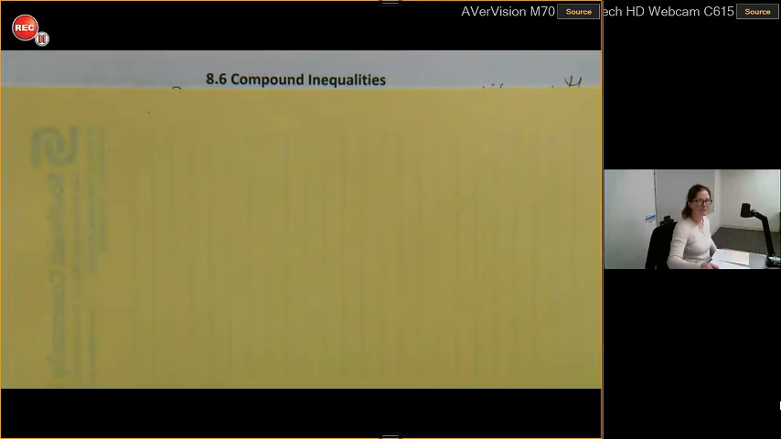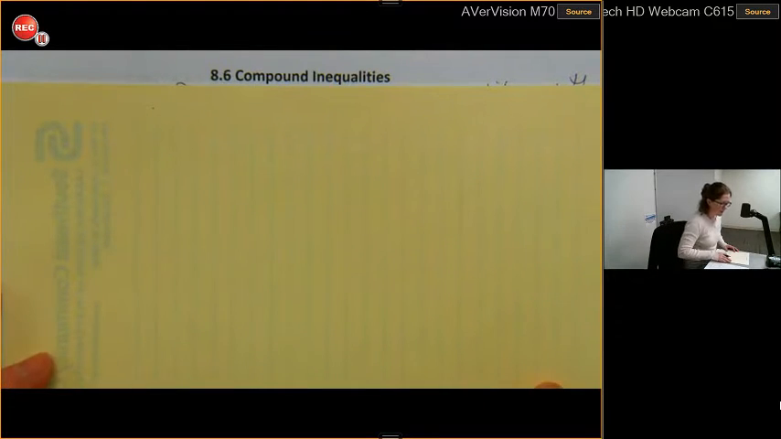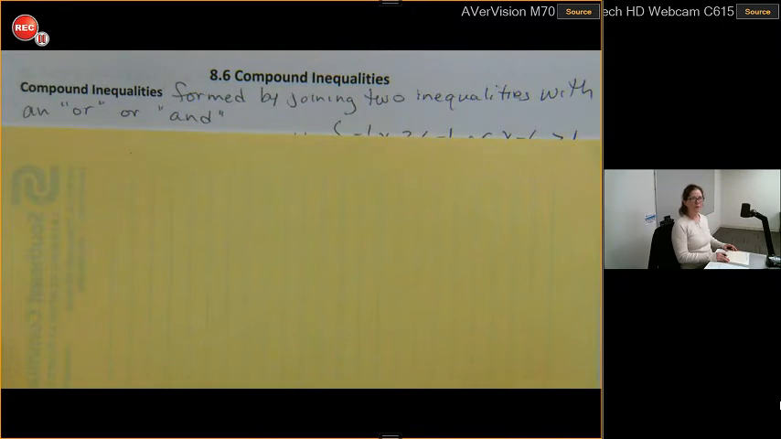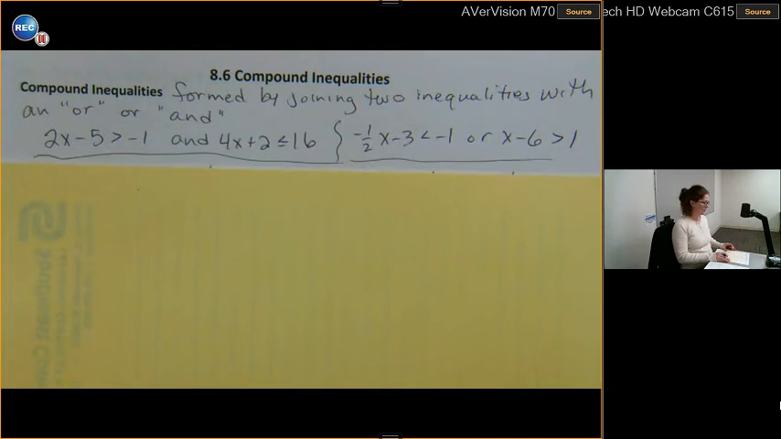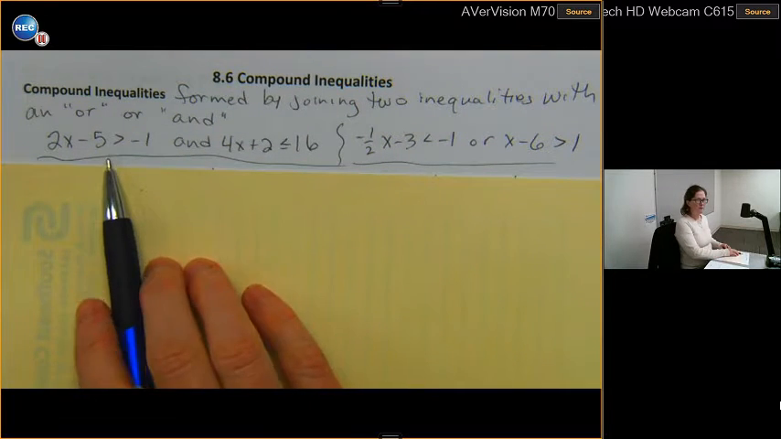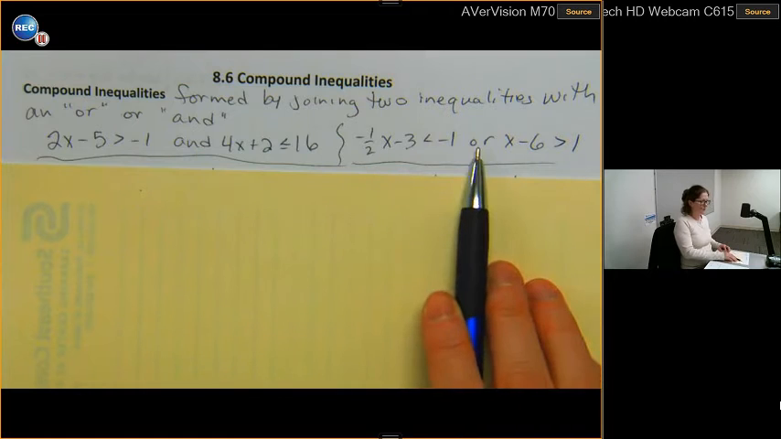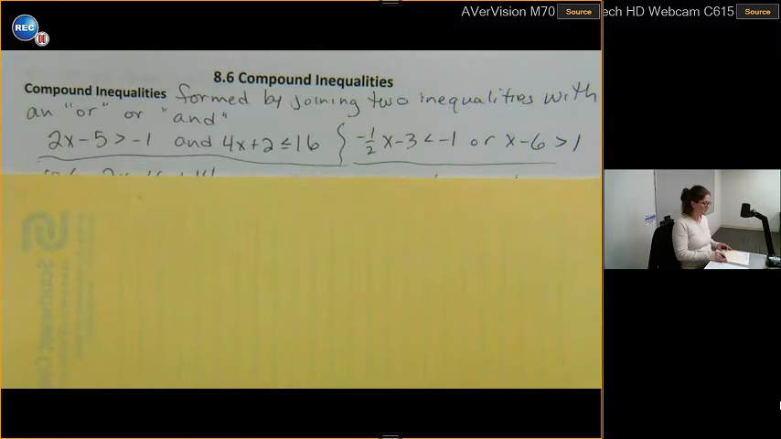Section 8.6, we're going to be talking about compound inequalities. A compound inequality is formed by joining two inequalities with an "or" or an "and." For example, I have two inequalities with an "and" linking them. I have two inequalities with an "or" linking them.